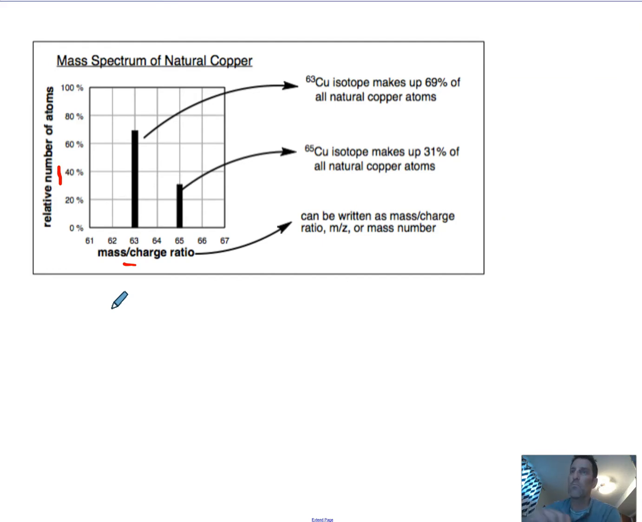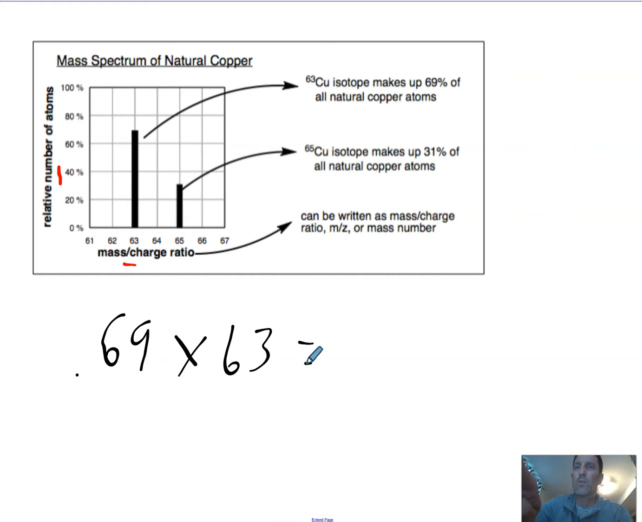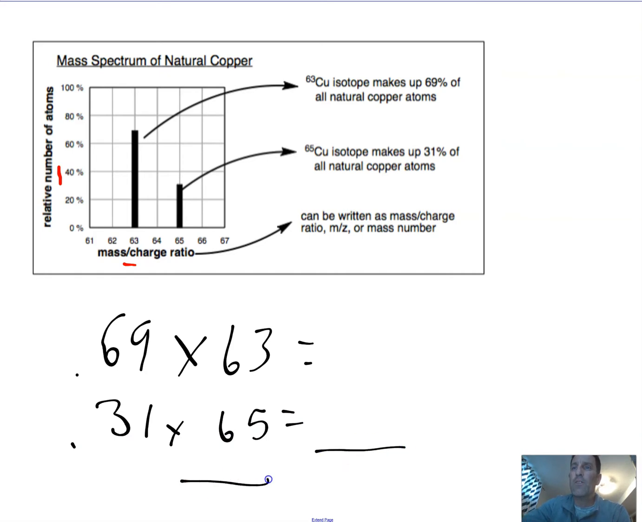Then once again, we could do the math. We could take our 0.69, oh, this is supposed to be a marker. I'm writing with my finger, times the 63, and then we'd take our 0.31 and multiply that by 65, and we could do that math to find the average atomic mass of the isotopes. That's a skill you need to be able to do, and you should be able to do it from a graph with data like this.